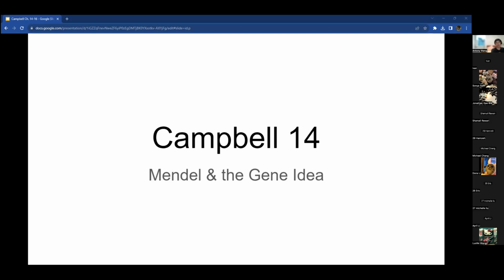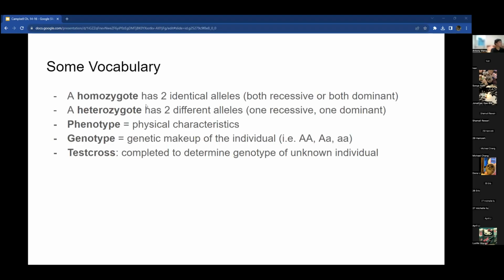Yeah, we're rolling. So today we're going to be covering chapters 14, 15, and 16 of Campbell's. Let's start with chapter 14. It concerns Mendel and the gene idea. This is some vocab. There's really not much to talk about here.